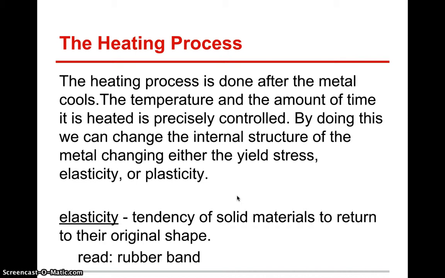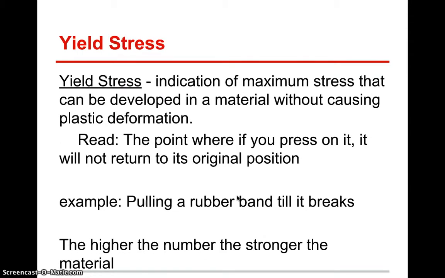The temperature and the amount of time it is heated is precisely controlled. By doing this, we can change the internal structure of the material, changing either yield stress, elasticity, or plasticity. Elasticity is the tendency of solid material to return to its original shape. For example, if you're pulling on a rubber band and you let it go, it returns to its original shape. Now, yield stress is an indication of the maximum stress that can be developed in a material without causing plastic deformation. Reach that point and it will not return to its original position. Example, that same rubber band: you pull it and it breaks. I can't put it back to its original position now. The higher the number, the stronger the material. Okay.